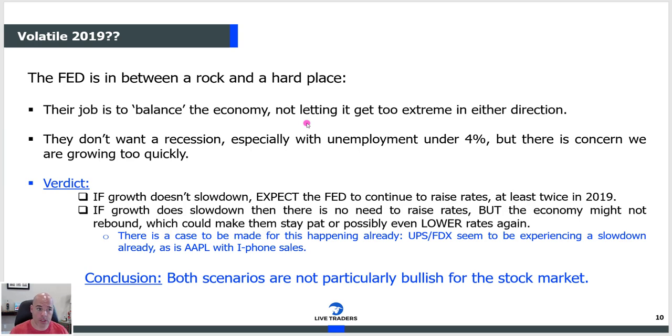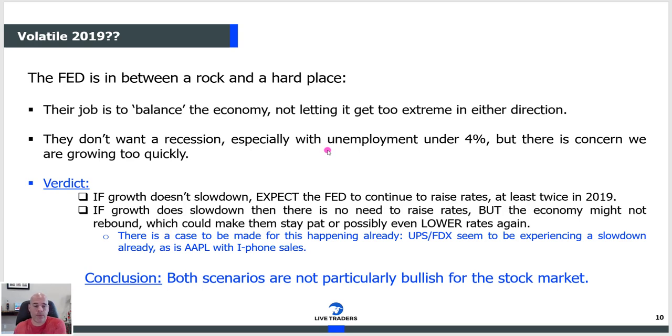Okay, well, that's hard to do. So you don't want a recession. You have unemployment at historic all-time lows, 50, 60-year lows. But the concern is maybe we're growing too quickly. Again, this was back in December. So they said, we're going to raise rates. Why would we want to raise rates? To slow down the growth a little bit. Okay? Because maybe we're growing too fast.